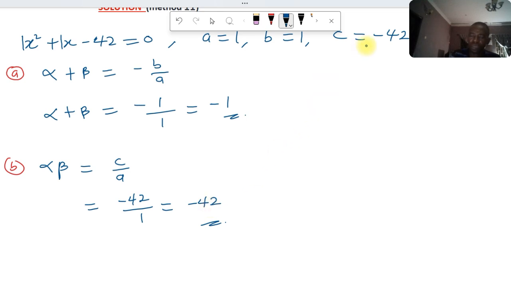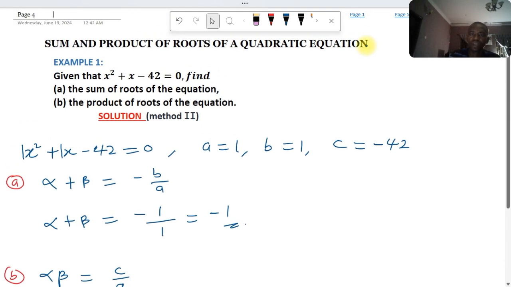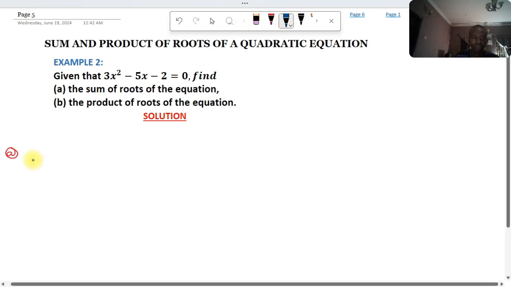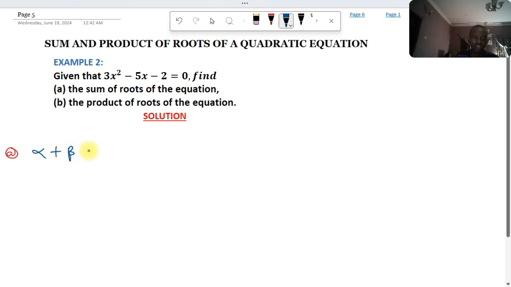All right, let's proceed. Lastly, we will take this example. We have to find the sum and product of roots. So let's attempt the first one, making use of the formula that we just used the other time. That is alpha plus beta, standing for the sum of roots, equals minus b over a.